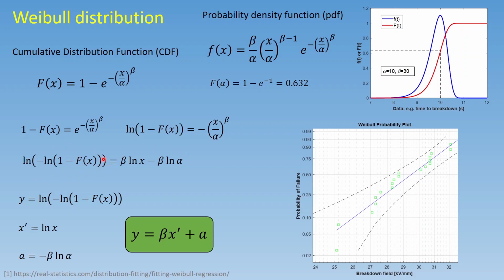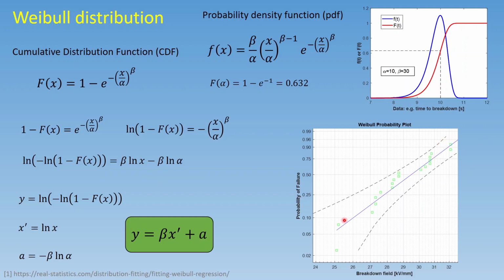Now assume that this is y, this ln x is x prime, and this one is a. What do we get? y is equal to beta times x prime plus a. So this is the equation of a line. This means if we take the log of the data, we put the log of the data on the x-axis, and for the y-axis we calculate this parameter, log of minus log of 1 minus F(x).